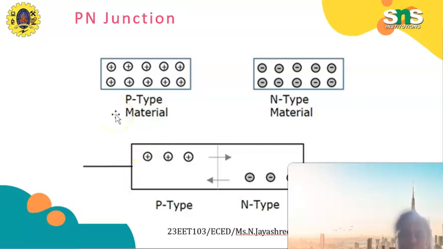Let us see the circuit of P-type material. We have already seen that P-type material has a larger number of positive charges, so it is represented by a plus sign. N-type has a larger number of electrons, which is represented by a minus sign. Both P-type and N-type are connected together to form the junction, and P-type is moved towards the N-type, whereas N-type is moved towards the P-type.